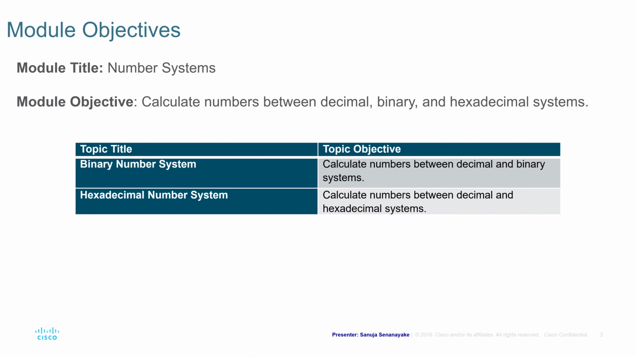In this module, we will learn how you can convert between decimal, binary and hexadecimal systems. The binary number system can be described as calculating numbers between decimal and binary systems, while the hexadecimal system is calculating numbers between decimal and hexadecimal systems. So those would be our two objectives in this particular module.